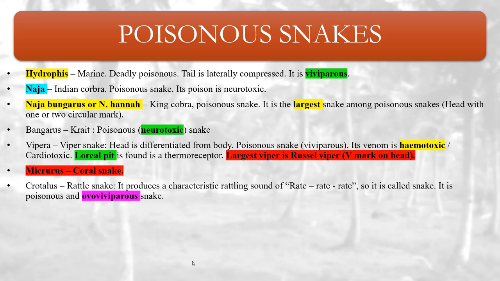Poisonous snakes include Naja naja, that is Indian cobra, and Ophiophagus hannah, the king cobra. Then hydrophis, which is marine and deadly poisonous, and its tail is compressed. Especially the aquatic snakes or sea snakes have their tail compressed. They are viviparous, meaning they lay young ones.